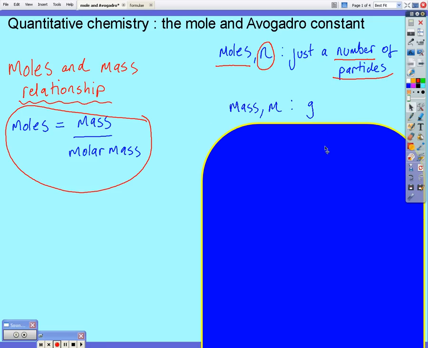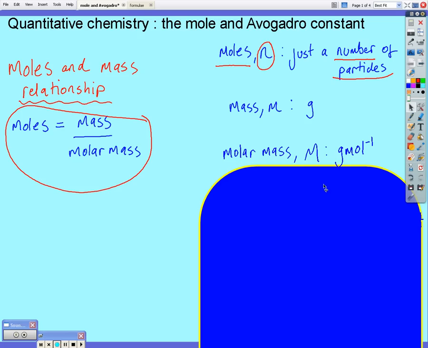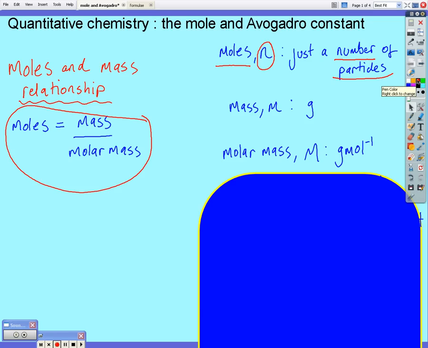We have to decide what those particles are. Mass in that formula will always be measured in grams. If it's not in grams, you're going to need to convert it to grams. And molar mass has the symbol capital M and has units grams per mole. So if you think about what's going on, if you're dividing mass, which is in grams, by grams per mole, the grams cancel, you're left with 1 over per mole, which gives you moles.